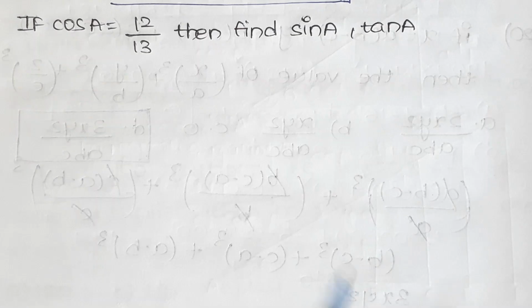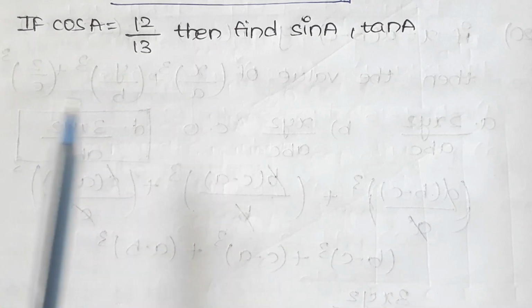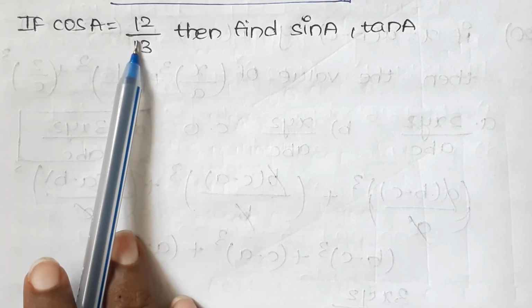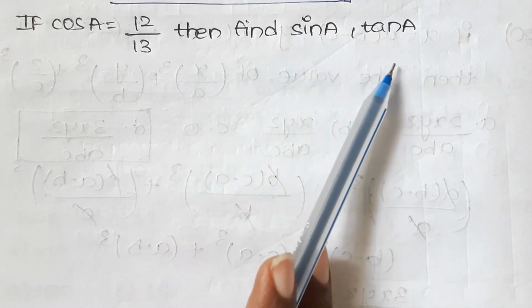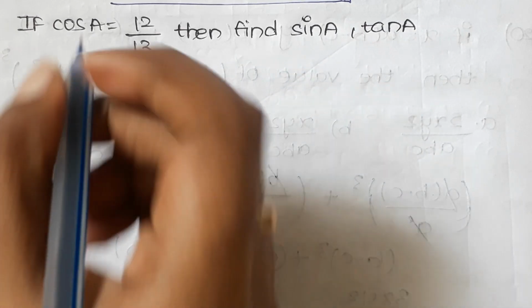Here is the fourth question, that is, if cos A equals to 12/13, then find sin A and tan A. Here cos A is given.